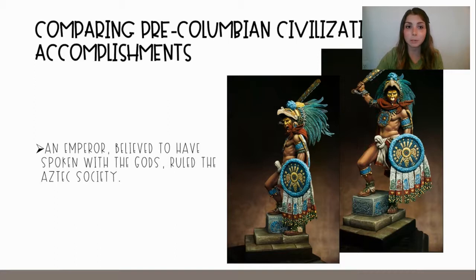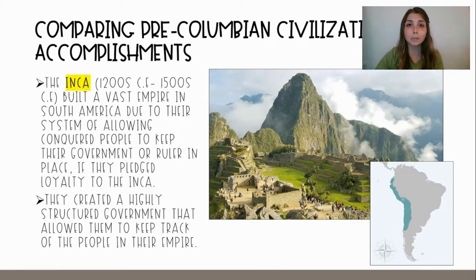An emperor was believed to have spoken with the gods and ruled over the Aztec society. And lastly, we will talk about the Incas. The Incas lived from about 1200 CE to 1500 CE.